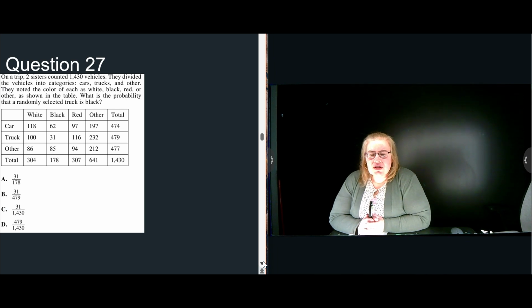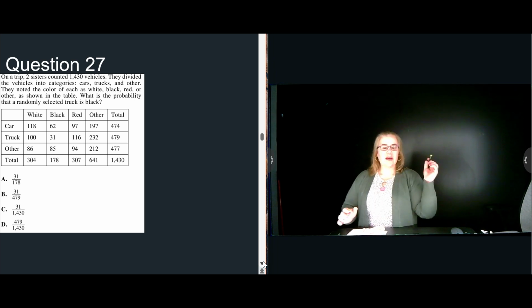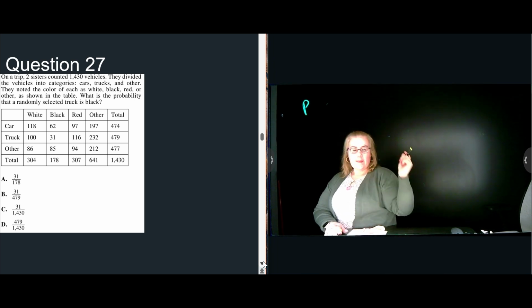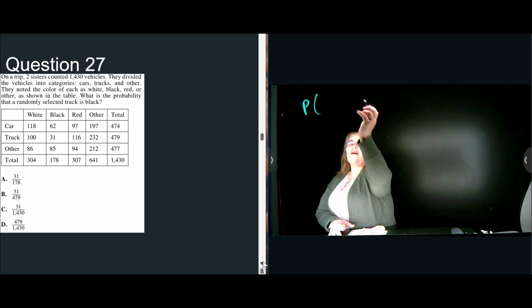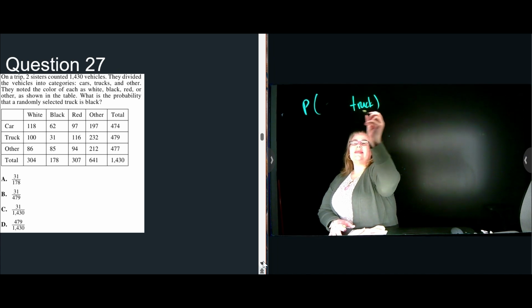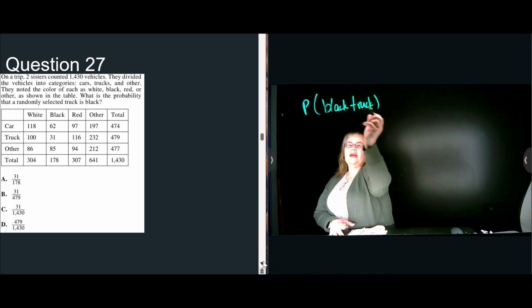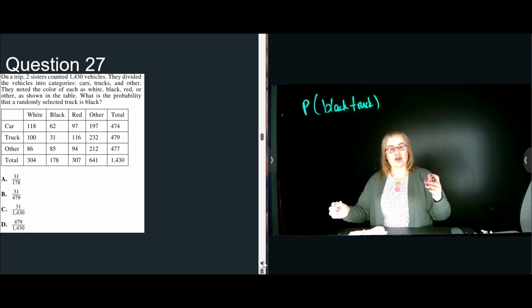On a trip, 2 sisters counted 1,430 vehicles. They divided the vehicles into categories, cars, trucks, and others. They noted the color of each as white, black, red, or other, as shown in the table. What is the probability that a randomly selected truck is black? So I'm looking for my probability. So let's put it right here. The probability that, obviously we're looking for the truck, but that is a black truck. All right, so that's what we're looking for, the probability of a black truck.